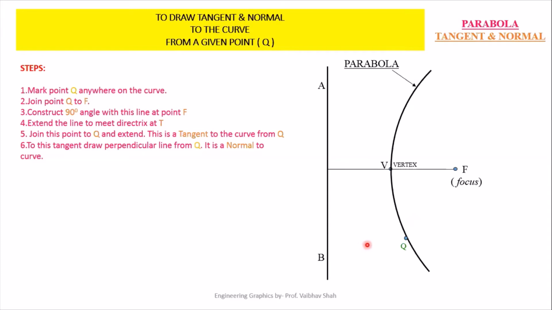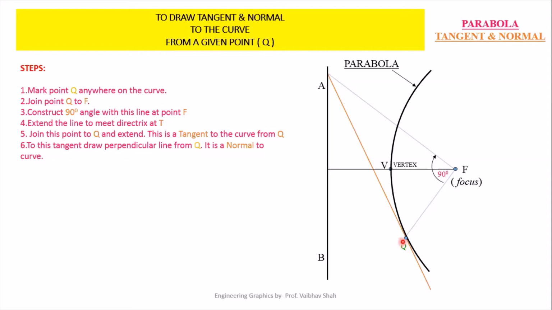After getting this point Q, you have to join this point Q with the focal point by a straight line. After drawing this line, you now construct a 90-degree angle to this line from your focal point itself. So we have constructed the 90-degree angle from your focal point, and draw another line which will intersect your directrix line somewhere here. After getting this point, join this point with your Q point and extend this line. You will have this orange line, which is nothing but your tangent line.